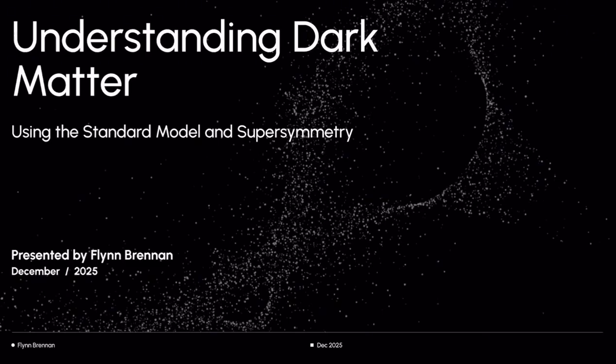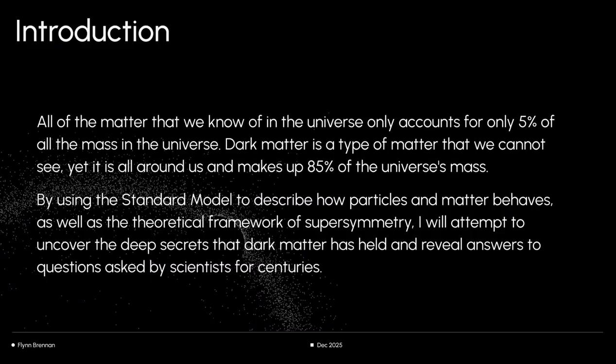This is my paper on understanding dark matter using the Standard Model and Supersymmetry. So my introduction is, all of the matter that we know of in the universe only accounts for 5% of the mass in the universe. Dark matter is a type of matter that we cannot see, yet it is all around us and makes up 85% of the universe's mass.